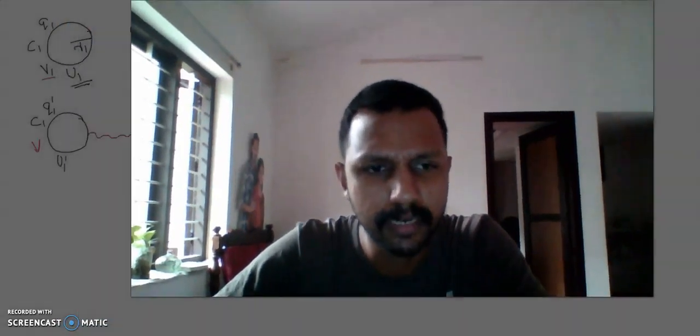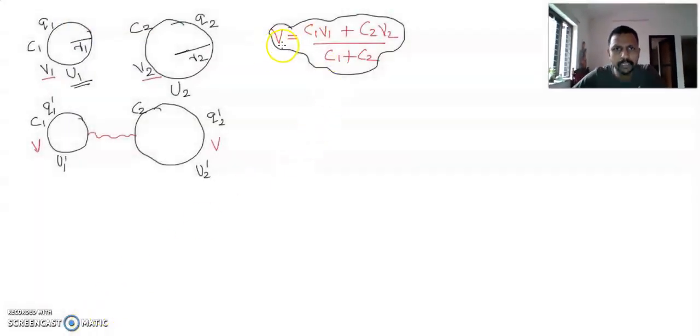Okay, students. So now we know the expression for common potential if two charged spheres are connected with a conducting wire. The common potential is V equals (C1 V1 plus C2 V2) divided by (C1 plus C2). Then now let's focus on U1.